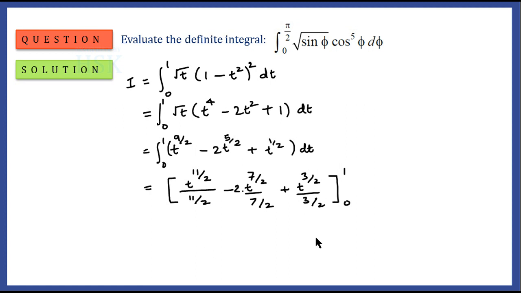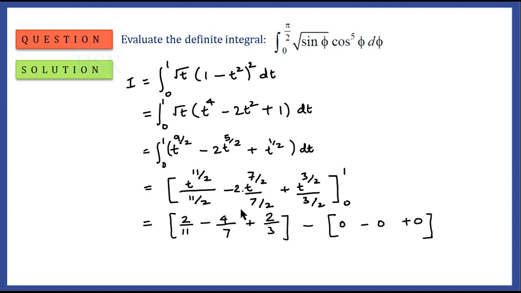And further, in this step, if I place the lower limit first of all, then I am going to get 0. This term also has 0, this term also has 0, because 0 to the power of any value is 0, and therefore all these three terms would be 0. And when I place 1, I am going to get 1 upon 11 by 2, so this will be equal to 2 upon 11. Similarly, when I place 1 in this term, I am going to get 4 upon 7, and this will be equal to 2 by 3.